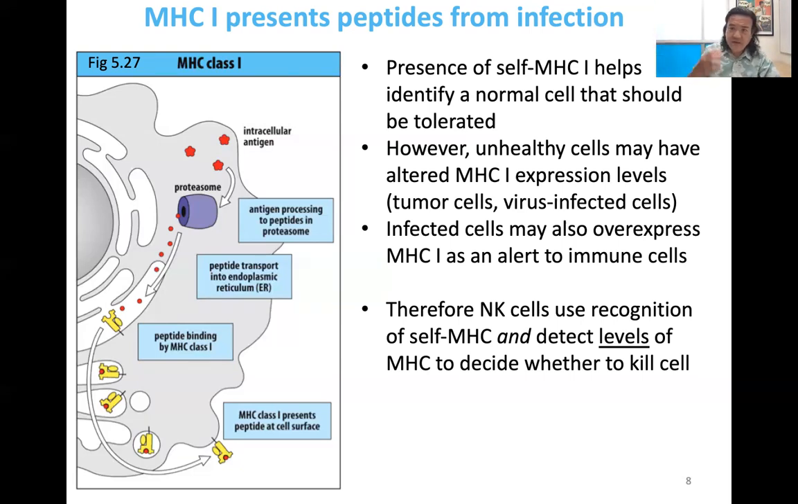Think about it this way. If you have a cell that's infected, right, by virus, and therefore the normal protein production of that cell is all messed up, or if you have a cell that is transformed into a tumor cell, like on its way to forming cancer, right, its proteins might be all messed up. So there's a very good chance that levels of MHC protein on its surface, right, don't reflect the normal levels that should be there. Either way too much MHC or maybe way too little MHC. Right? Therefore, NK cells use the recognition of self-MHC and detect the levels of how much MHC is there to decide whether to kill a cell.